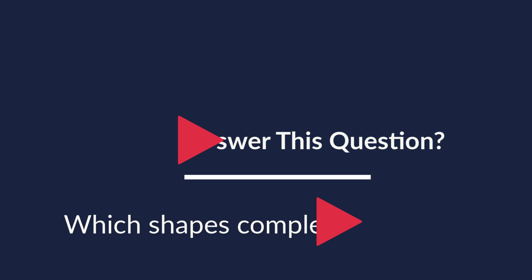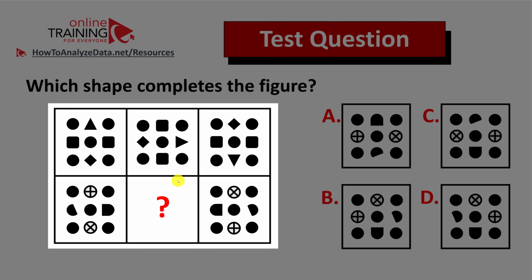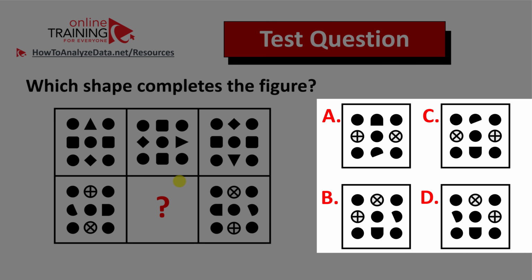Let me share with you a tricky question which tests your pattern recognition and logical reasoning skills. You're presented with a rectangle, which inside of it contains 6 different shapes, and one of the shapes is missing. You need to determine which shape completes the figure, and you're presented with 4 different choices. Choices A, B, C, and D.